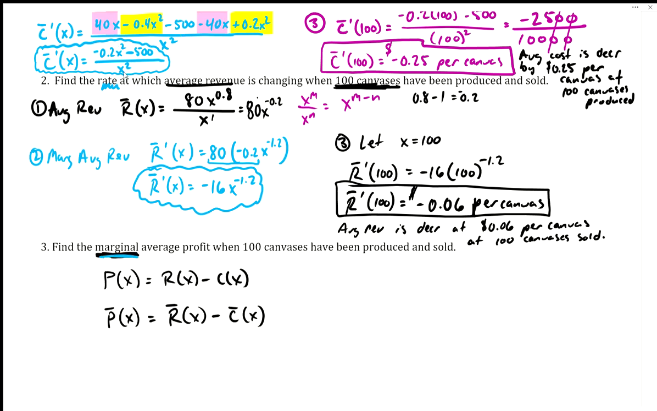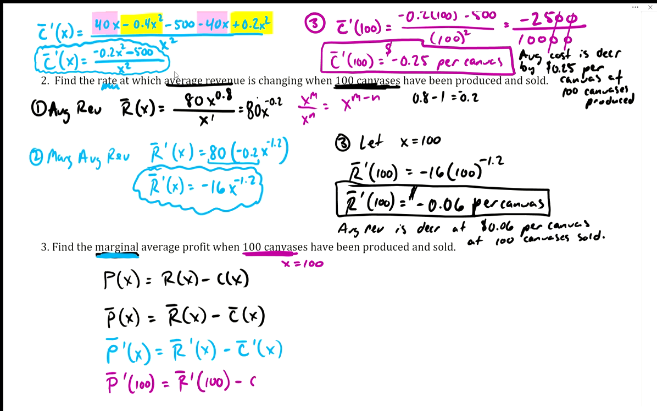Let me use blue still. So marginal is still a derivative. So that means the derivative of our average profit is the derivative of our average revenue minus the derivative of our average cost. Notice they're still using the same x value here. Okay, so that means I can plug it in. So this one's not as bad as the others, actually. So we've got the marginal average profit at 100 is equal to the marginal average revenue at 100 minus the marginal average cost at 100.